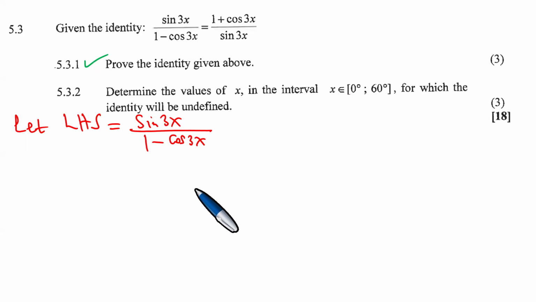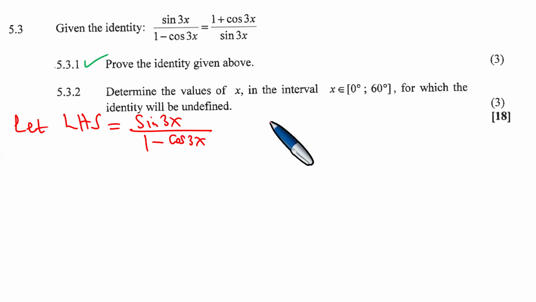It's tricky. They look similar, because this one has sine x at the top and this one has sine x at the bottom, and this one is 1 minus cosine 3x.